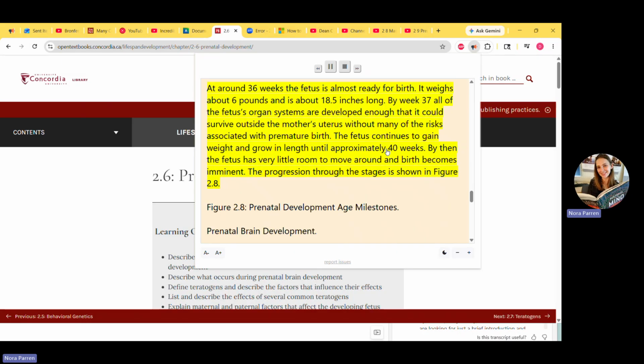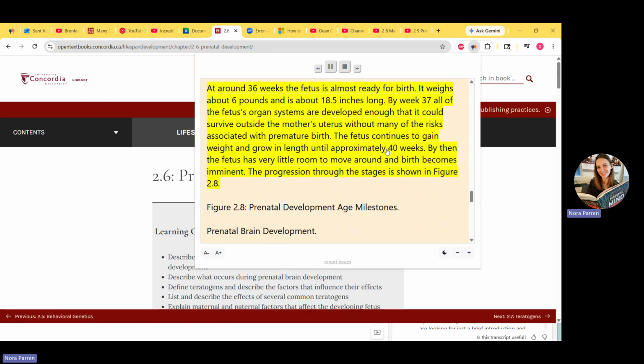At around 36 weeks the fetus is almost ready for birth. It weighs about 6 pounds and is about 18.5 inches long. By week 37 all of the fetus's organ systems are developed enough that it could survive outside the mother's uterus without many of the risks associated with premature birth.